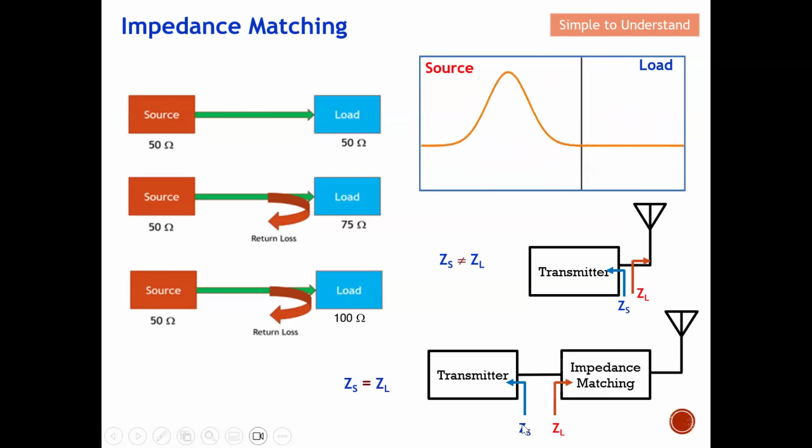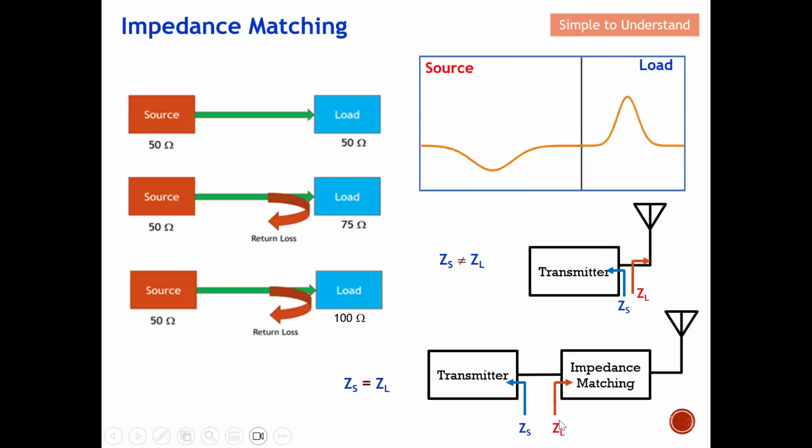When we look inside here, they are the same. These are the so-called real numbers, but in some cases which involve imaginary numbers, then ZS needs to be the complex conjugate of Z load. So besides the impedance, which is a real number, they must be the same.